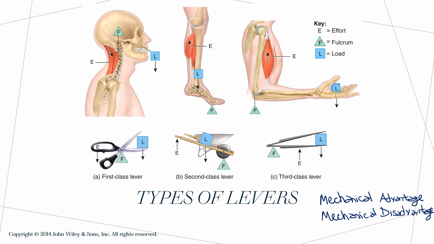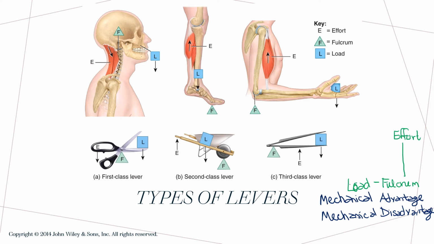Okay, so a mechanical advantage occurs if the load is closer to the fulcrum and the effort is further from the fulcrum. Then only a relatively small effort is required to move a large load over a small distance. So we're going to say here, the load is closer to the fulcrum, and then the effort is further from the fulcrum. Or it also could be on the other side of the load, which is still further from the fulcrum.